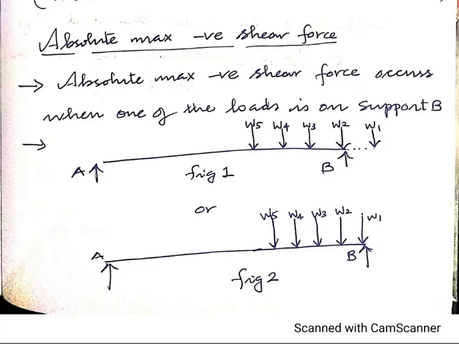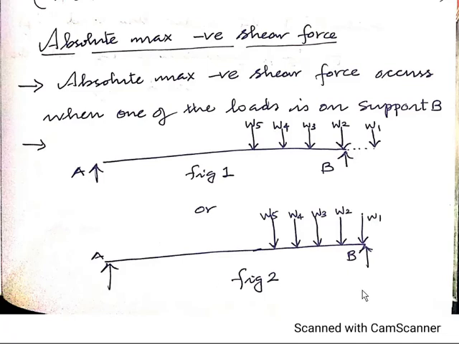Similarly, how to calculate the absolute maximum negative shear force on the beam? Absolute maximum negative shear force occurs when one of the loads is on the support B. So either figure 1 or figure 2 are the load positions required to have the absolute maximum negative shear force on the beam. In the first figure, most of the loads are on the left side of the support B, but only one load has crossed the support B.